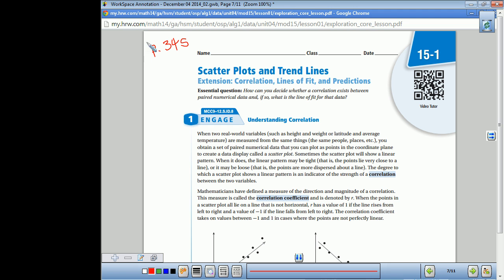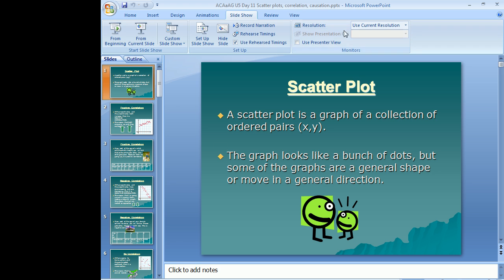Alright, today we're going to look at scatter plots. So if you have your workbooks with you, open to page 345. If you don't, it's alright. You can work along. I remember doing these last year. These were really easy.